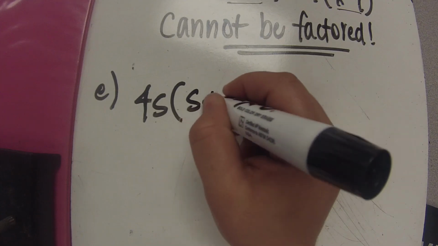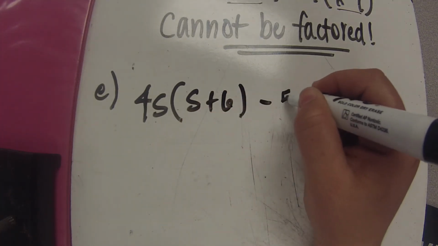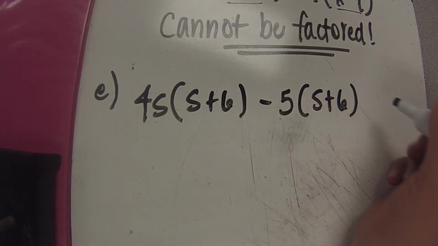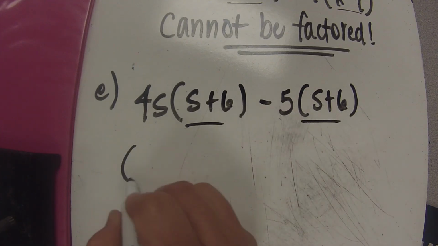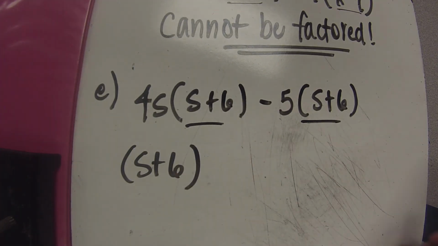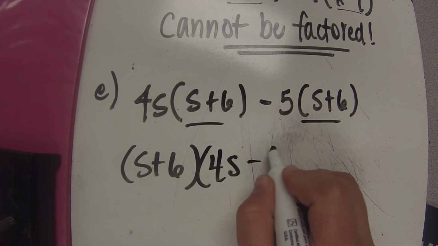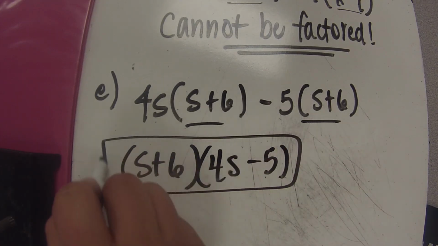You've got 4s(s plus 6) minus 5(s plus 6). The common factor there is s plus 6, so we're going to pull that out in front. What's left over is 4s minus 5.